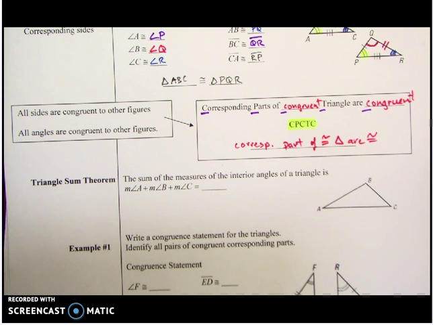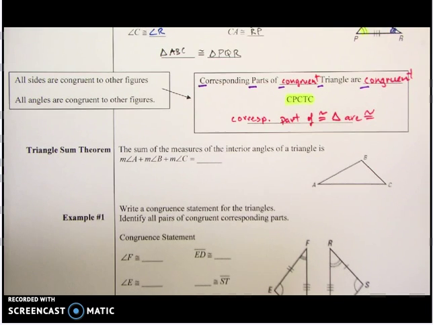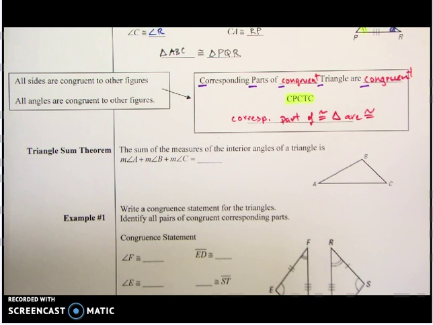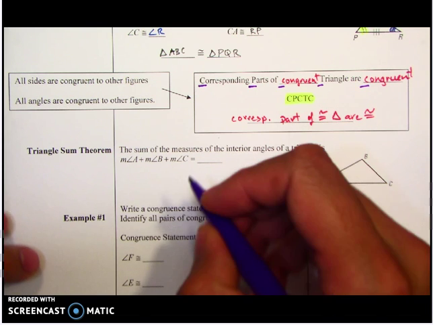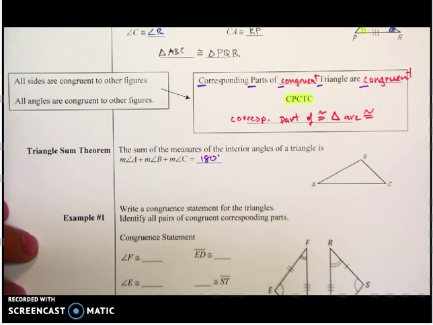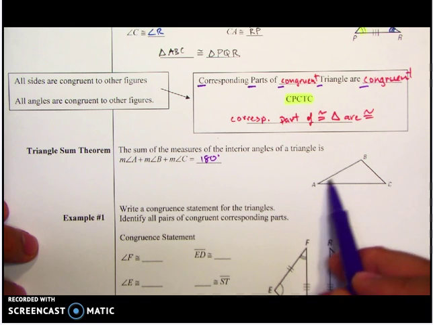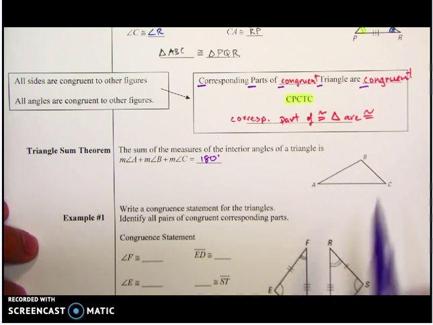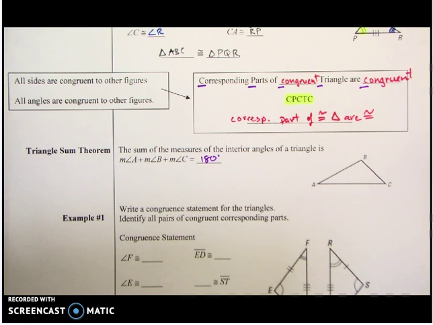Alright, the last vocabulary, which you are familiar with, is called the triangle sum theorem. If you look at a triangle, how many degrees does a triangle give you in total? It gives you 180 degrees. You recognize that already? So that means angle A plus angle B plus angle C will give you 180 degrees. Remember, not the sides, but the angles.